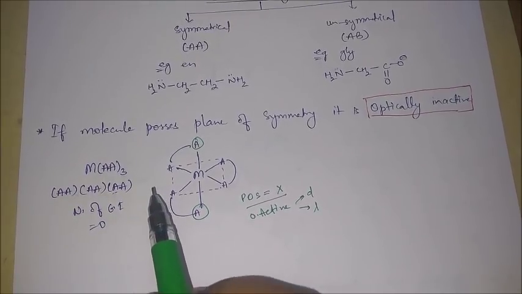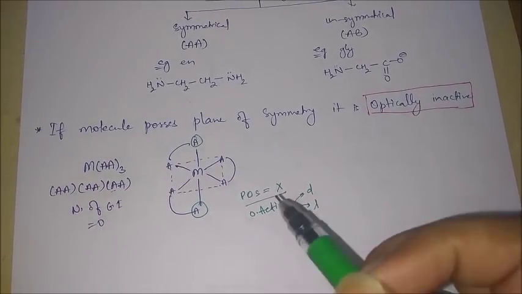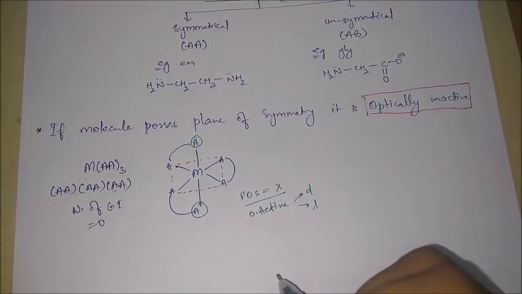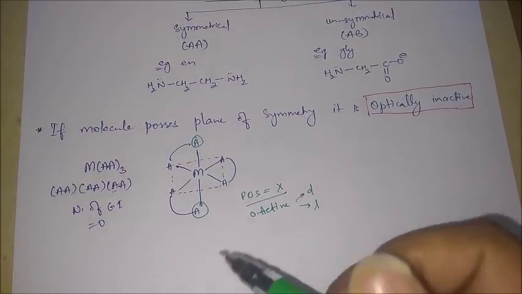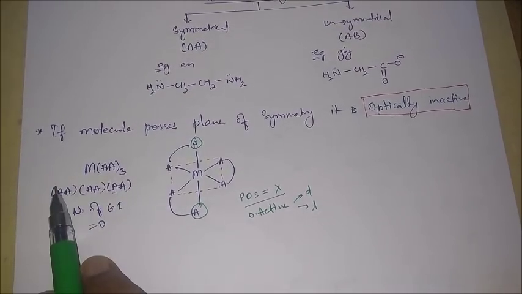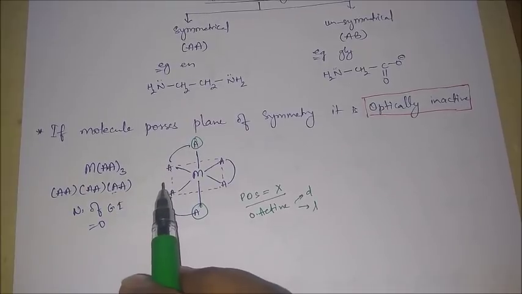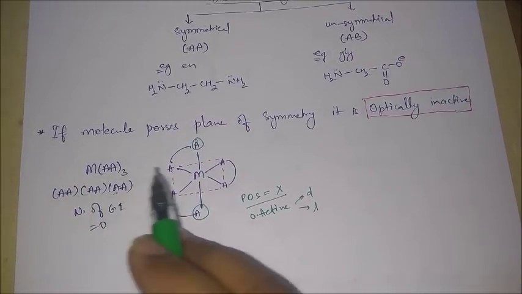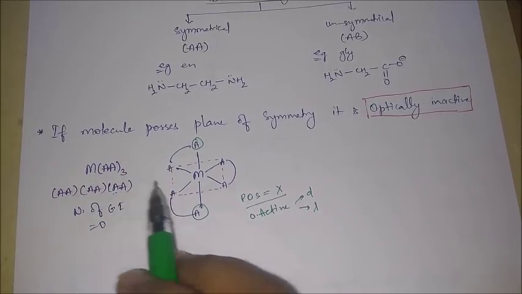So the total number of stereoisomers will be 2, and both of them will be optically active. One will be the D form and one will be the L form. Or you can understand it this way: you have one of the given complexes, and if it is the D form, then the other one will be its L form, and if it is the L form, the other will be its D form. So you just have two of them.